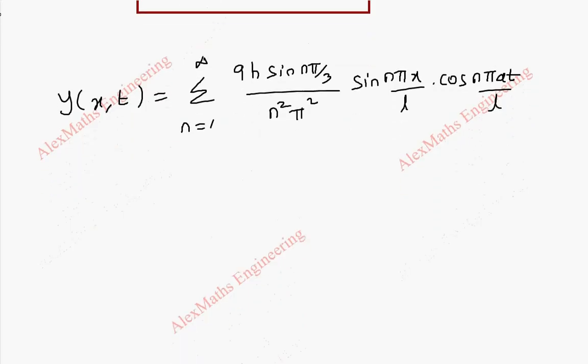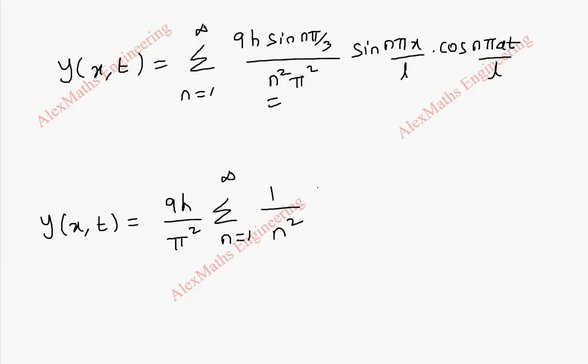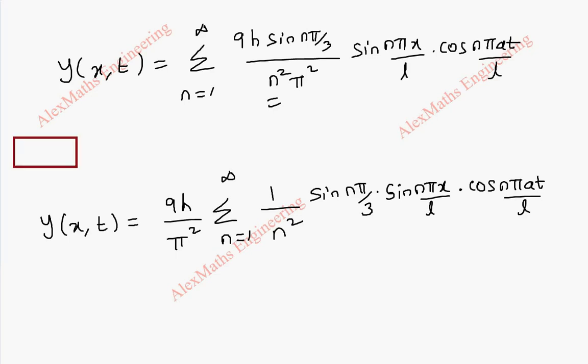And now the constants can be taken outside the summation. So finally, y of x comma t becomes 9h by pi square, which is a constant that we can take outside. Now the summation is from 1 to infinity, and 1 by n square we have here, and then we have sine n pi by 3 into sine n pi x by L into cos n pi at by L. This is the required solution for the given problem.